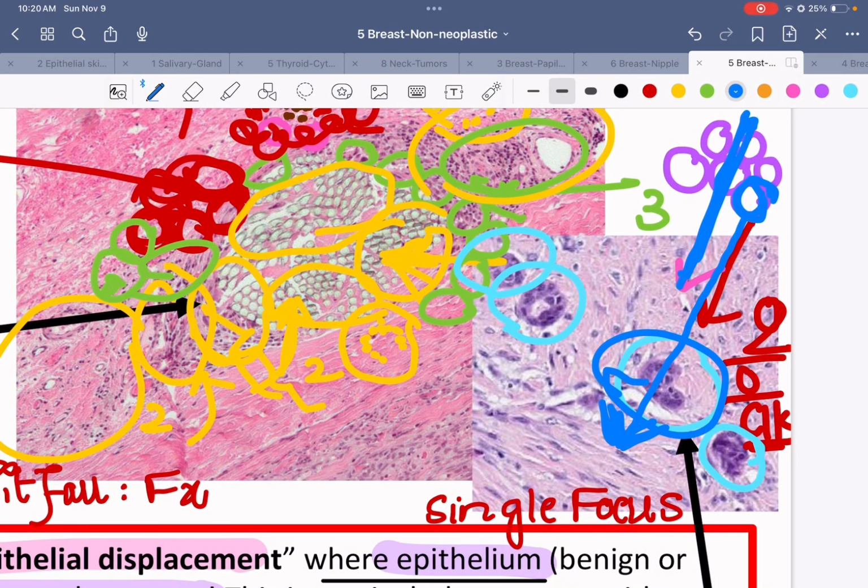Therefore, this is not true invasion, just epithelial displacement. You should always pay attention to the sections that say the previous biopsy was done at this particular site, and not diagnose this as infiltrative cancer at the site of the biopsy.